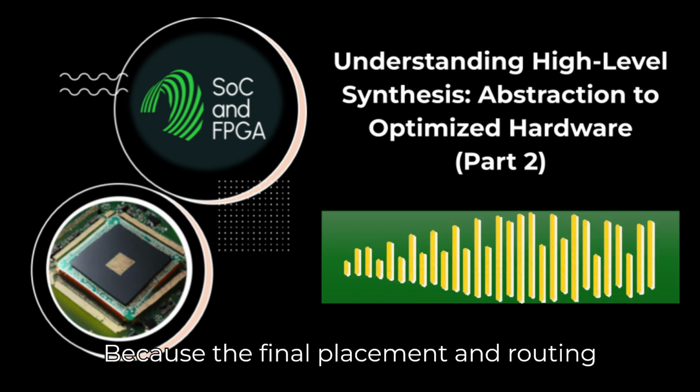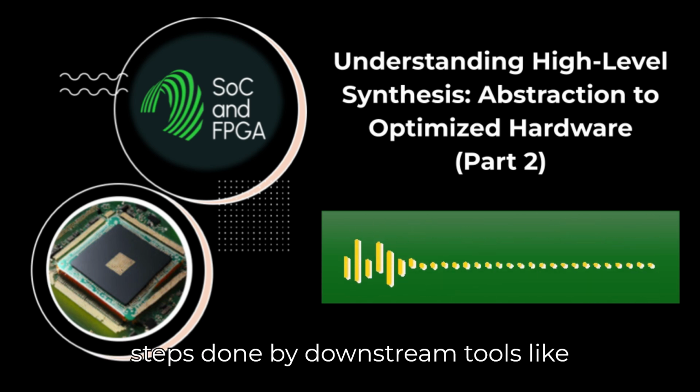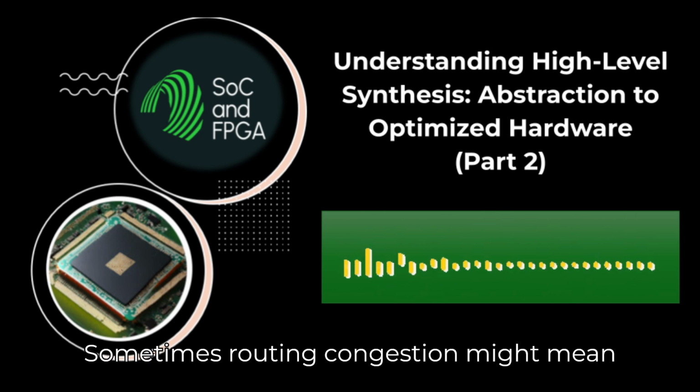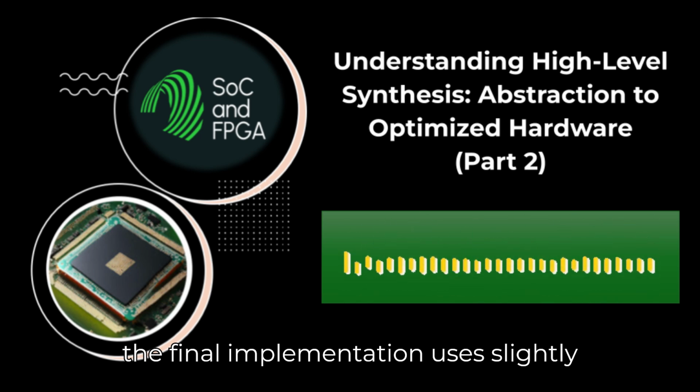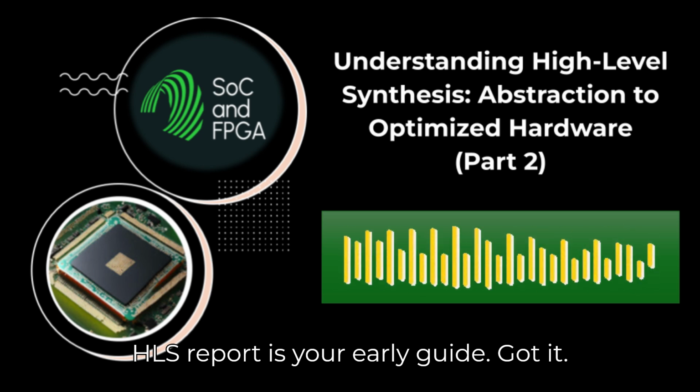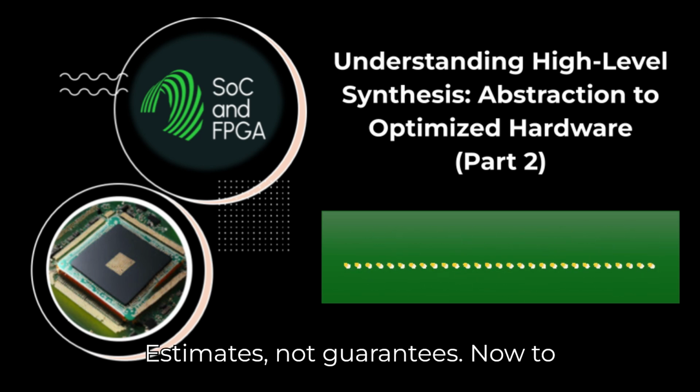Why not? Because the final placement and routing steps done by downstream tools like Vivado or Quartus can have an impact. Sometimes routing congestion might mean the final implementation uses slightly more resources or fails timing. The HLS report is your early guide. Got it. Estimates, not guarantees.